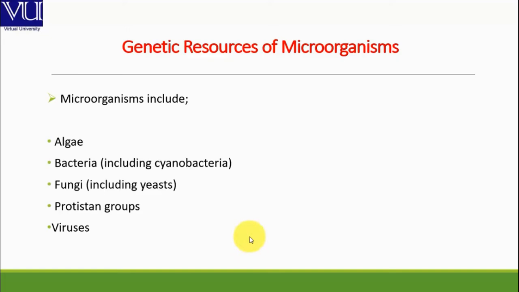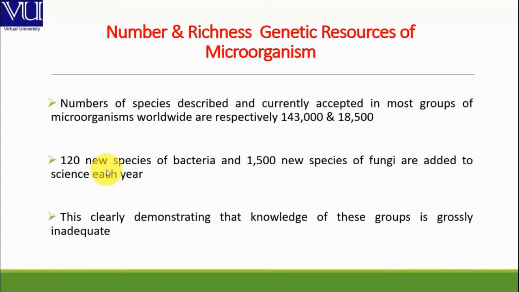Here we discuss the different types or groups of microorganisms. Microorganisms include algae, bacteria, fungi, protistan groups and viruses. All these are different groups of microorganisms. The number of species described and currently accepted in most groups of microorganisms worldwide are relatively 1,43,000 and 18,500. These are the numbers of species currently accepted for microorganisms worldwide.